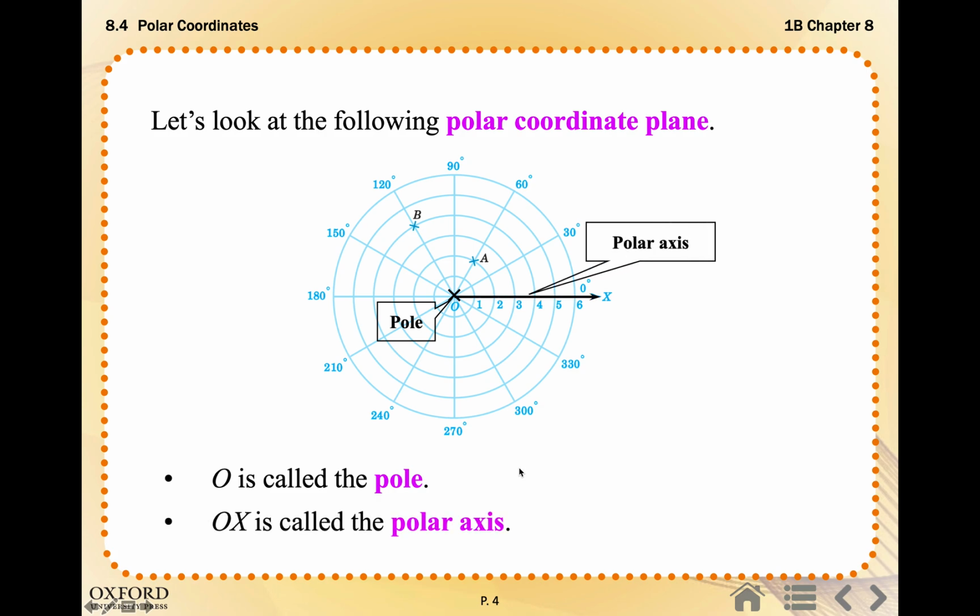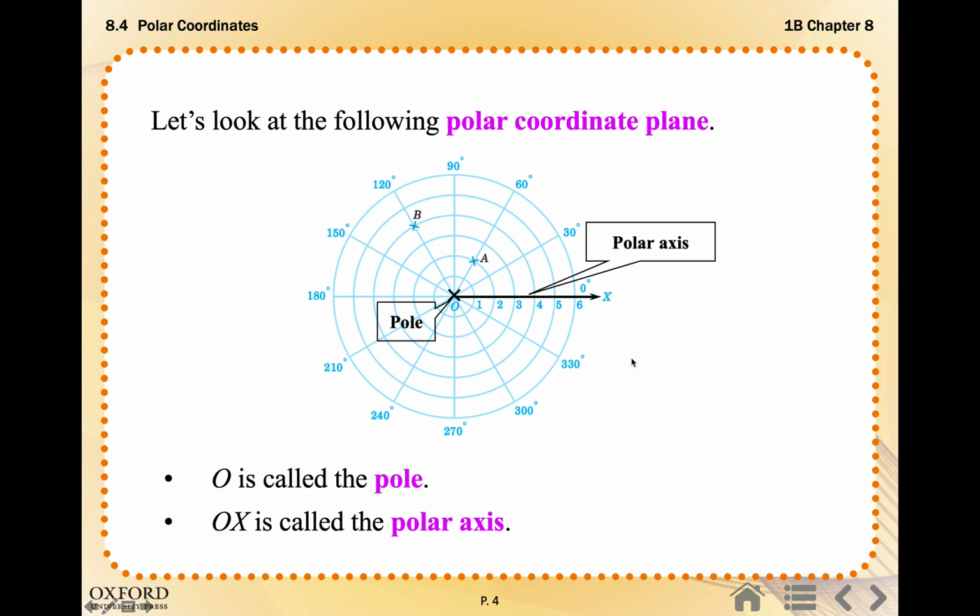And next is the polar axis, which is similar to the x-axis in the rectangular coordinate system. But we only have one direction, just like the positive direction in the rectangular coordinate system. For this polar axis, we mark it in positive only, 1, 2, 3, 4, 5, 6, and so on. And you can see that for the polar coordinate plane, we always mark many circles.